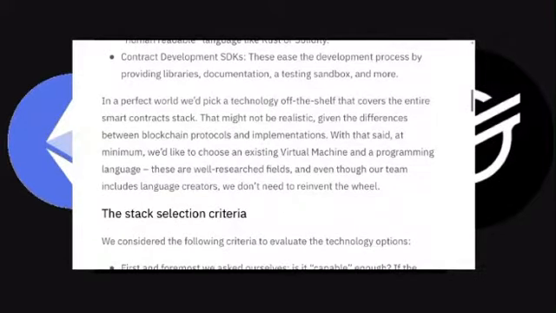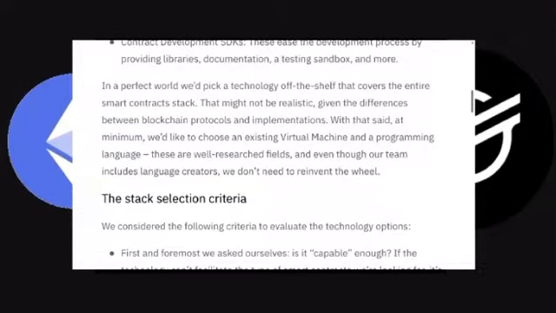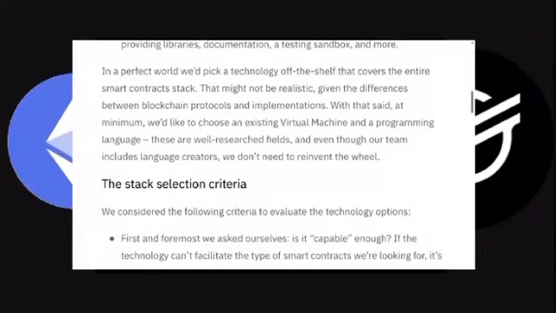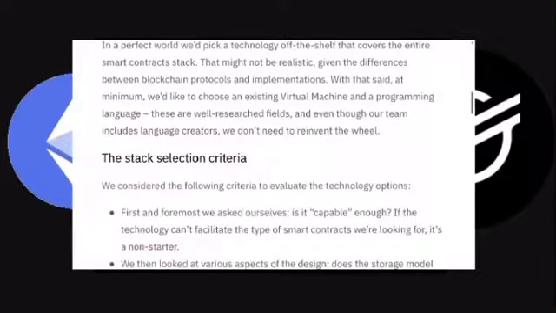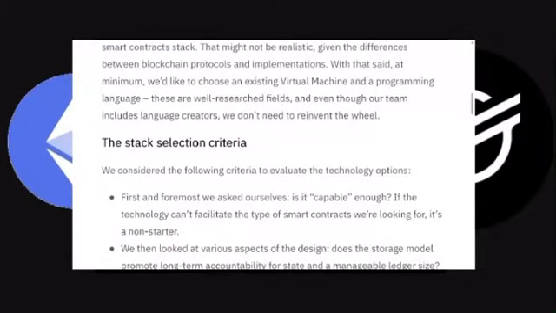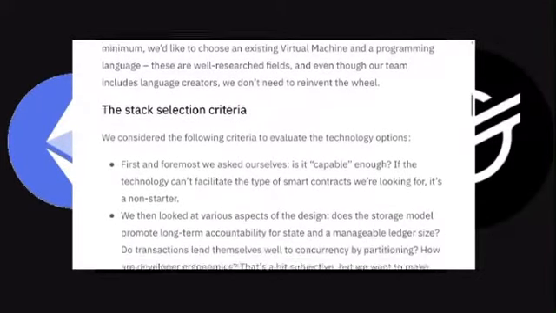In the perfect world, we'd pick a technology off the shelf that covers the entire smart contracts stack. That might not be realistic, given the differences between blockchain protocols and implementations. With that said, at minimum, we'd like to choose an existing virtual machine and programming language. These are well-researched fields, and even though our team includes language creators, we don't need to reinvent the wheel.